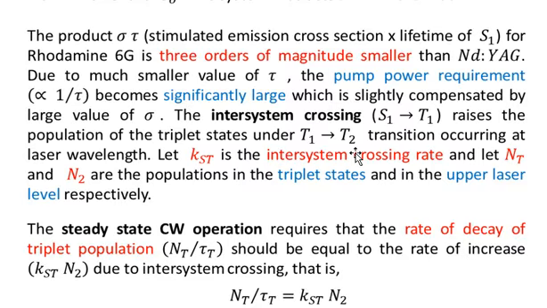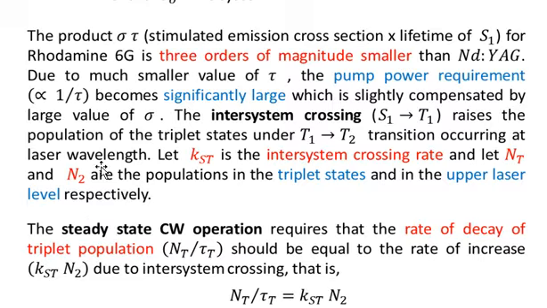So this transition T1 to T2 occurs at the laser wavelength, which is a second loss to the laser beam. Let KST, where ST stands for the transition from singlet to triplet, and K is the intersystem crossing rate. So KST is the intersystem crossing rate from the singlet to the triplet state. And let NT and N2 be the populations of the triplet states and the upper laser level respectively.